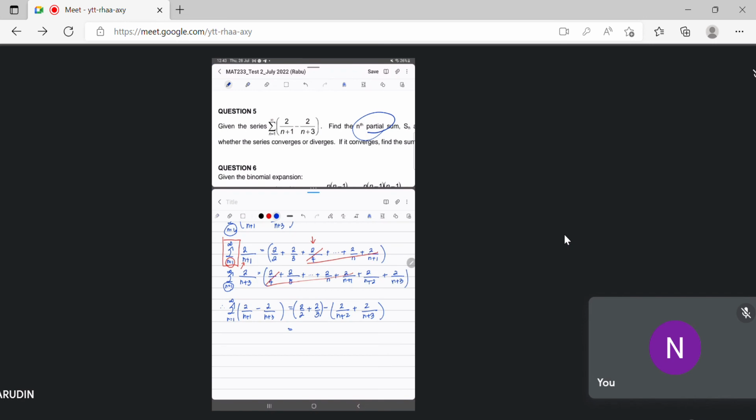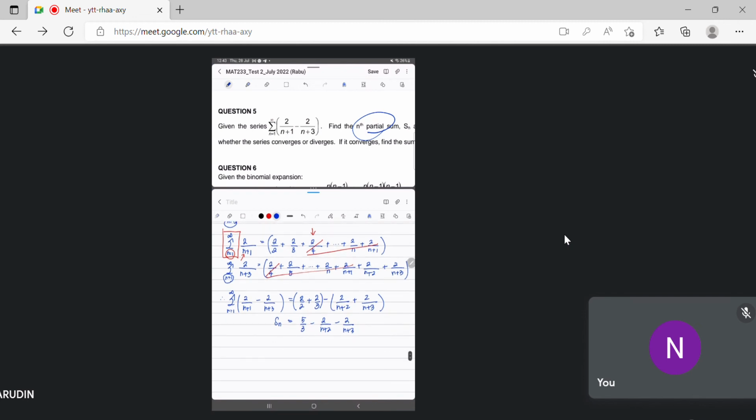Ini yang kita panggil sebagai Sn. 2 over 2 is 1 lah. 1 plus the 2 over 3. So, you akan dapat 5 over 3. So, kat sini 5 over 3 minus 2 over n plus 2 minus 2 over n plus 3. Dapat minus ni sebab kita expand lah the bracket. Okay, so this is Sn.